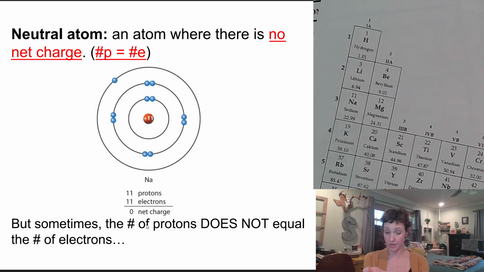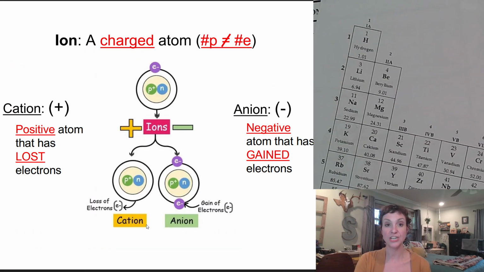Now, neutral atoms are very common, but that is not always the case. Sometimes we do have a charged atom, and a charged atom is called an ion. So an ion is a charged atom, and that is any case where the number of protons does not equal the number of electrons. Okay? Now I have two different types of ions. I can be a negative ion or I can be a positive ion. A positive ion is called a cation. So a cation is a positive atom that has lost electrons. And then an anion is a negative atom that has gained electrons.